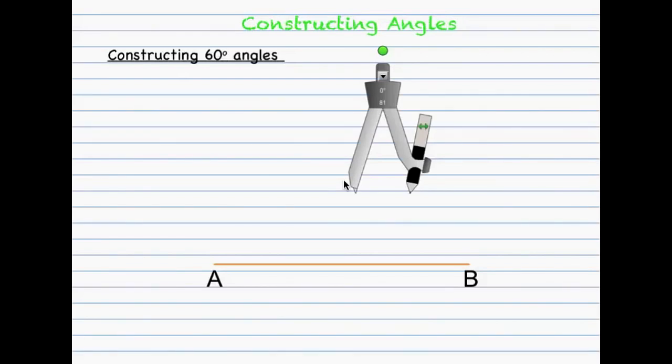Alright, so in this video I'll be looking at how we construct the 30 degree, 45 degree, 60, 90 and 120 degree angles using our compass. I'll begin by demonstrating how we construct a 60 degree angle.